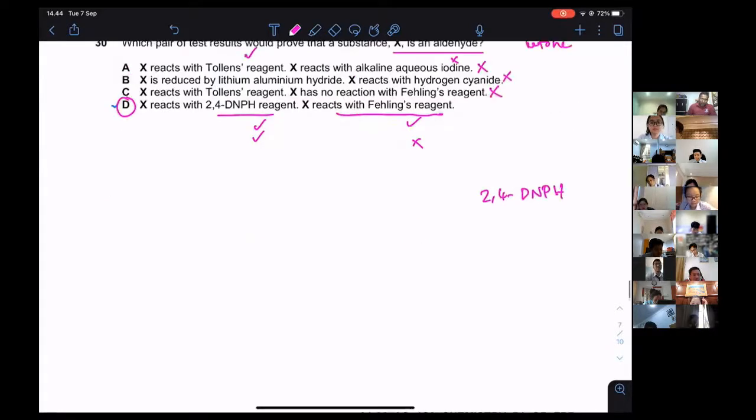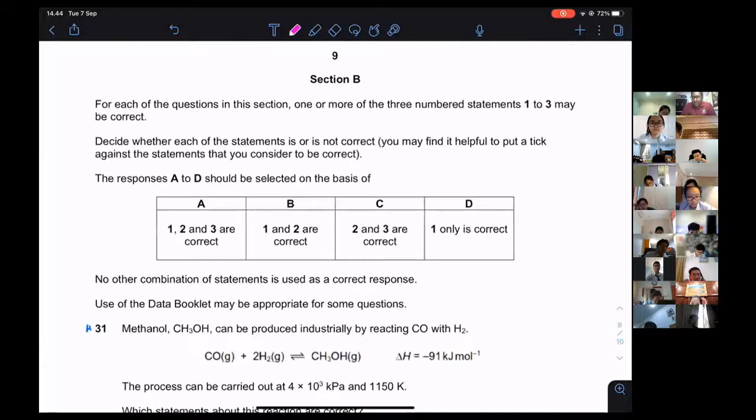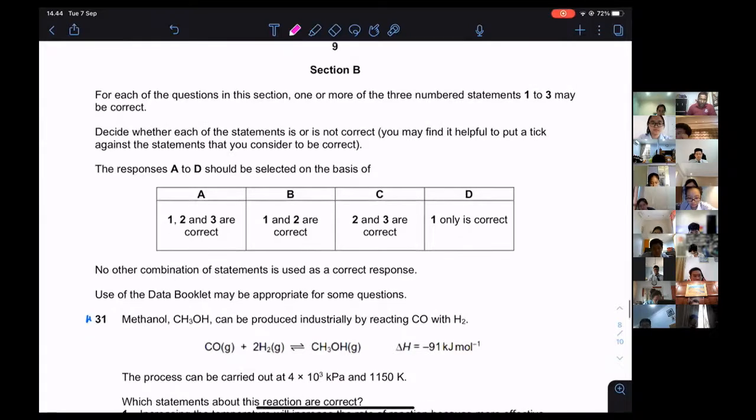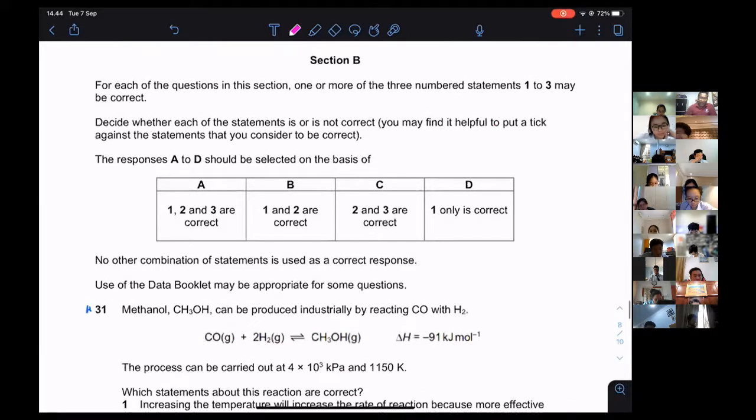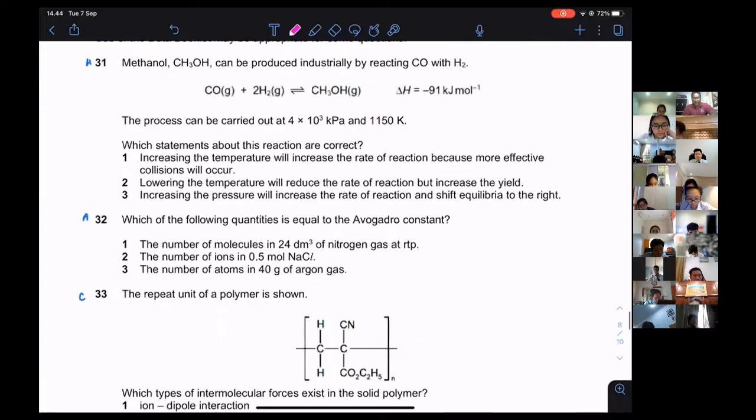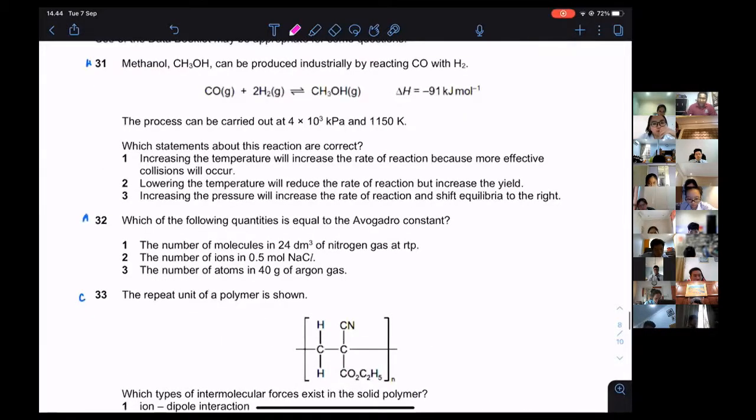Now, I think the moment we start with question number 31 all the way to 40, it's actually quite simple. Yeah, if you're struggling with this kind of question, then I think you need to improve on your concept. So if you look over here, they say that methanol can be produced industrially by reacting these two. So this process can be carried out at this condition and so on. Which of the statements is going to be correct?